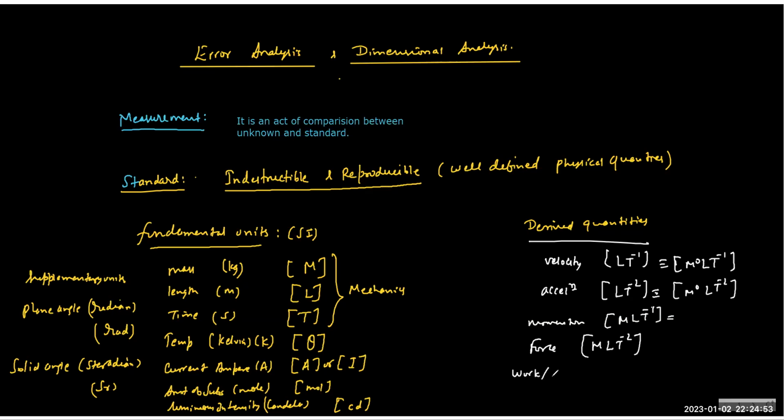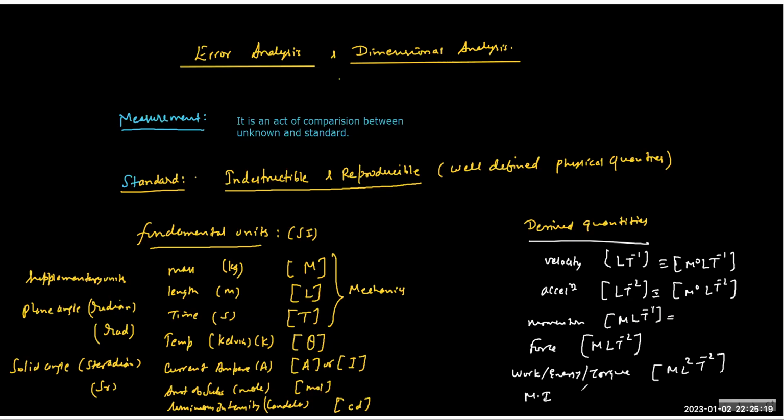Work, energy, torque. All are R cross F. Torque is FR. Force into displacement, again FR. Energy, again work is energy. So all are the same dimension. What is the dimension? Just multiply force with L. ML square T minus 2. Okay.